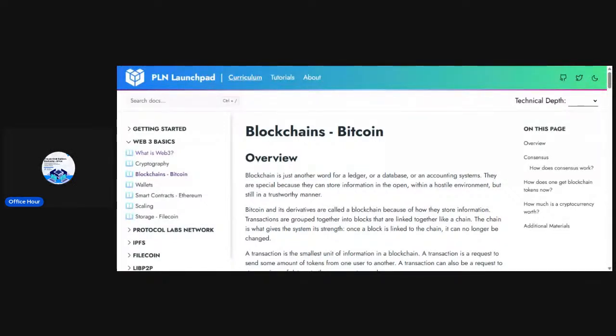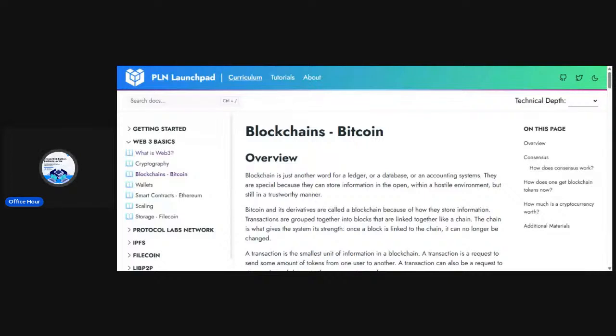So it's interesting, man. Blockchain is just another word for a ledger, a database, or an accounting system. They are special because they can store information in the open within a hostile environment, but still in a trustworthy manner. So Bitcoin and its derivatives are called blockchain because of how they store information.